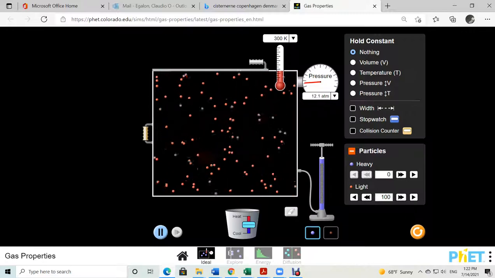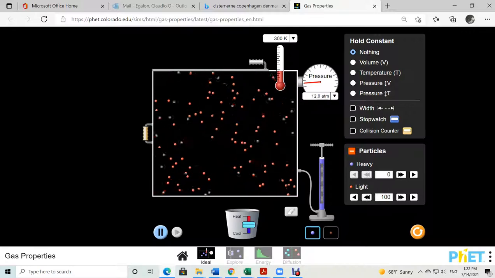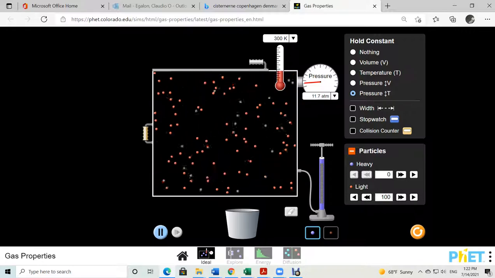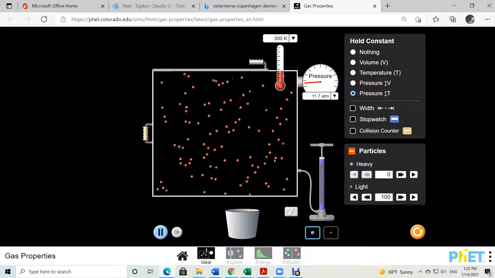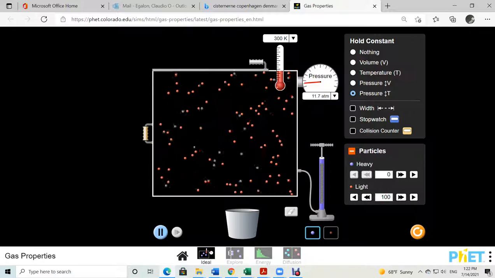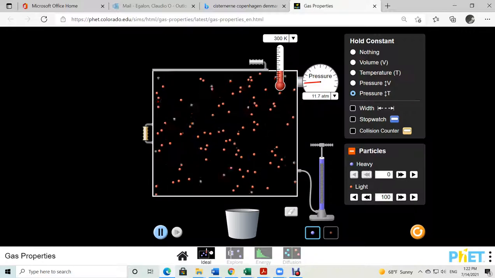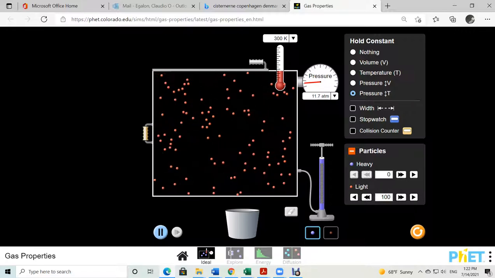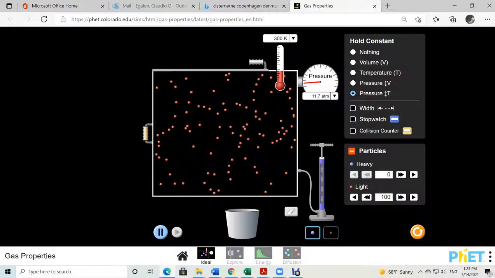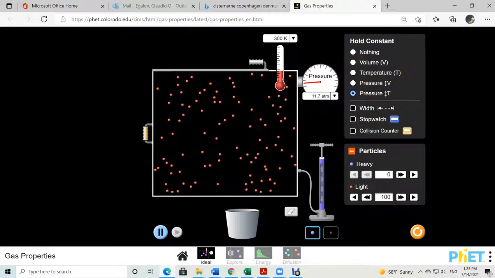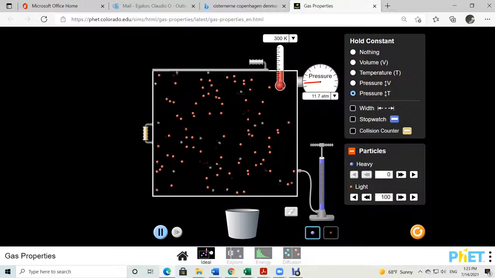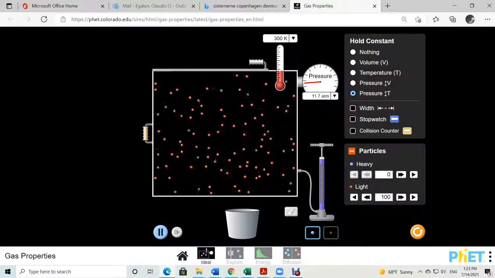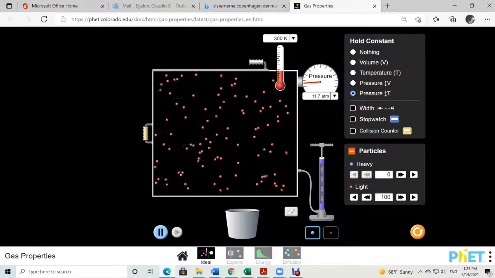Okay, what are we going to hold constant? We're going to hold the pressure constant, and we're going to change the temperature. Now the pressure is held constant at 11.7. Notice that none of those particles settle down or sediment here at the bottom, right? They're acting just like weightless particles, particles that are in a weightless environment.